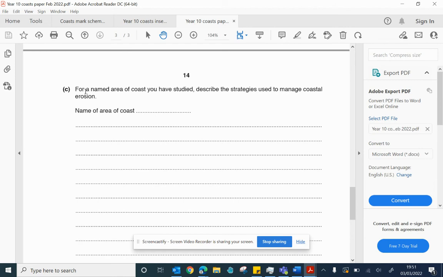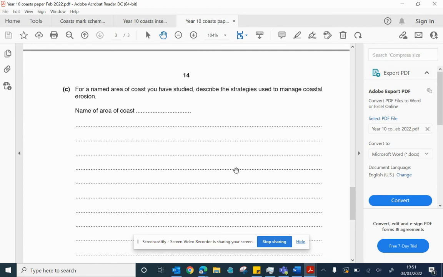Number one, the question asks, for a named area of coast you have studied, describe the strategies used to manage coastal erosion. So we know all of you put down the Holderness Coast. It's the only coastline we've studied, which is correct, which is great. But this question is only asking about strategies used to manage coastal erosion.